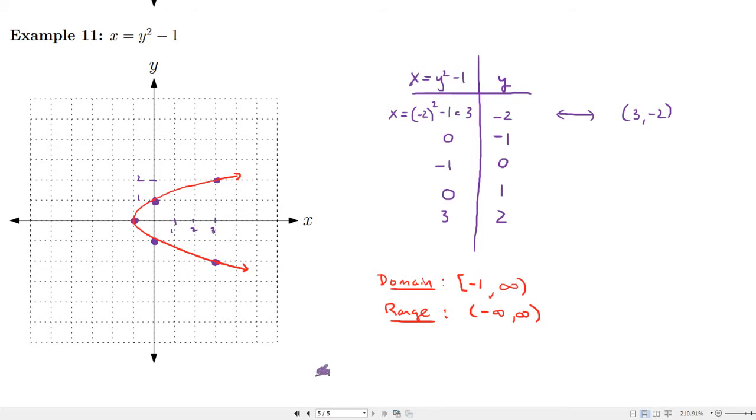Now, is it a function? Well, if you pick a line like this one, a vertical line, right? It unfortunately hits the curve in 2 locations, which means that it is not a function. So it does not pass the vertical line test, right? So that means it is not a function.